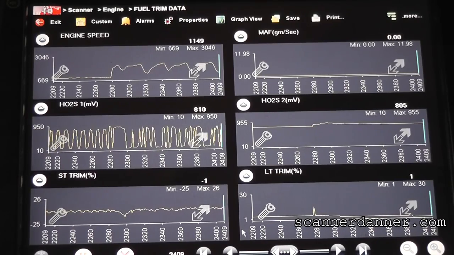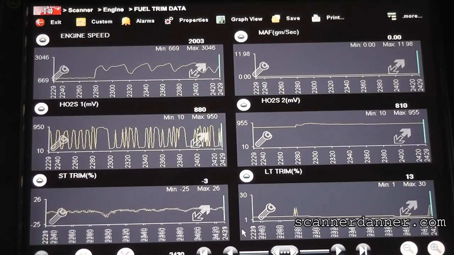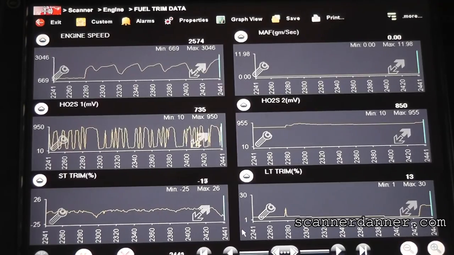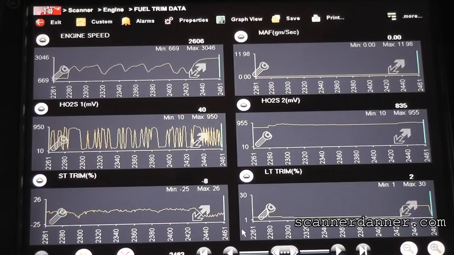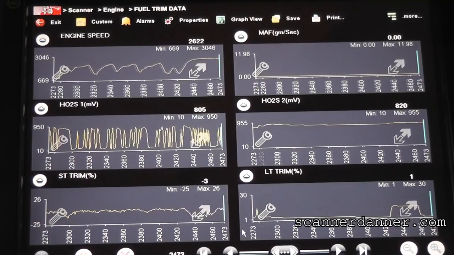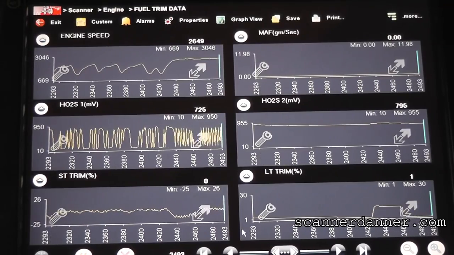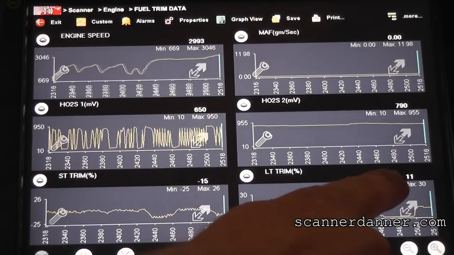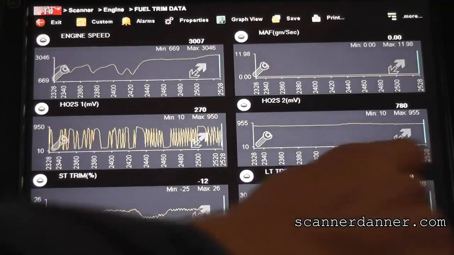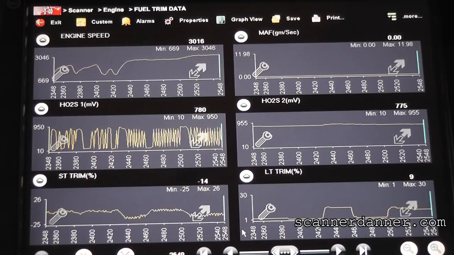You having a hard time holding that steady? Go a little higher, Soad, if you have to. Go a little higher. Memory's rich. We're still countering that. Wow. All right, let it idle.